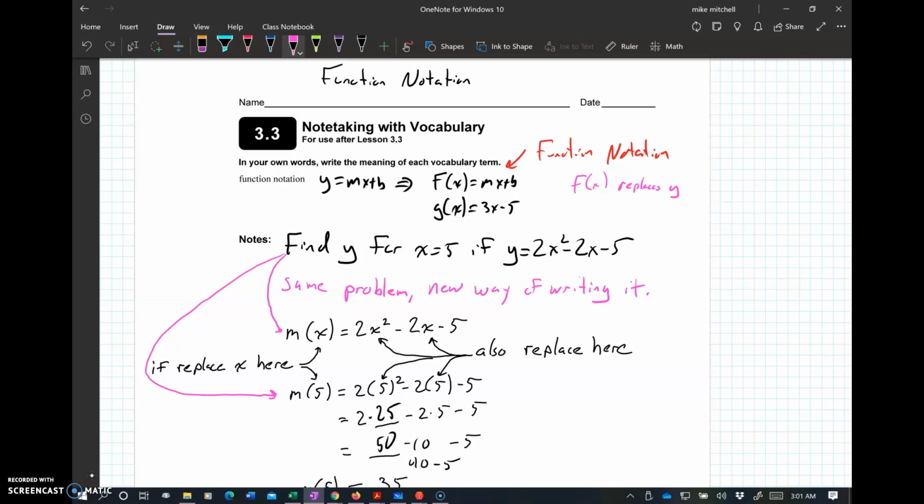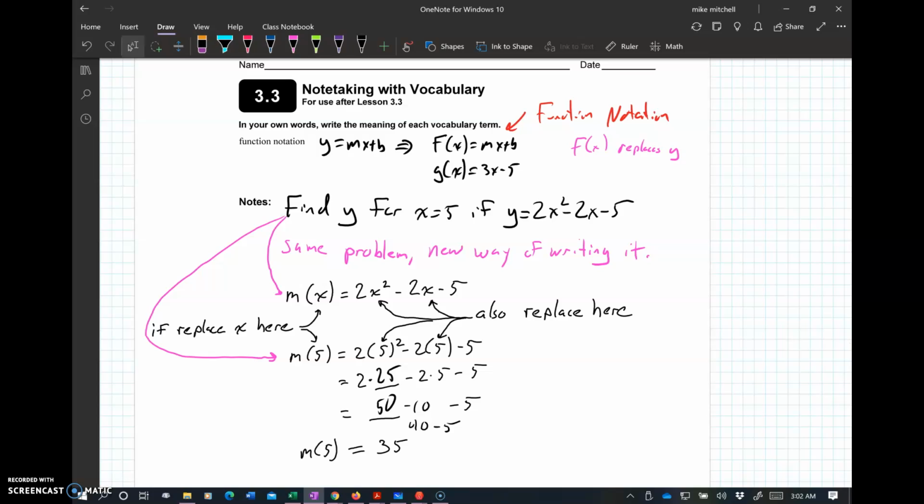Now what we're going to do with this is basically a problem you've done before, and we're just coming up with a new notation for it. Before, I said find y for x equals 5 if y equals 2x squared minus 2x minus 5. You take out the x, you put in 5. Well, we're really doing the same thing down here, except this time we're saying m of x equals 2x squared minus 2x minus 5.